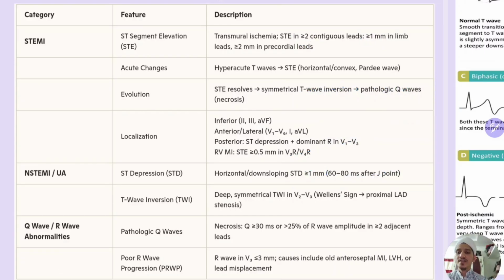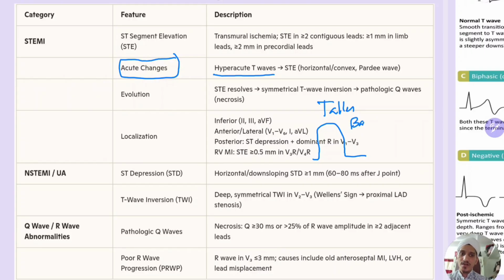How does the MI evolve in ST segment elevation MI? What will be the acute changes? Acute changes will be hyperacute T waves. What are these hyperacute T waves? We'll discuss that in detail; that topic is coming. Just remember, there will be hyperacute T waves. T waves will be taller and broader, and not pointed. They'll be taller, the base will be broad, and the apex will not be pointed. That is hyperacute T waves, the earliest sign of infarction.